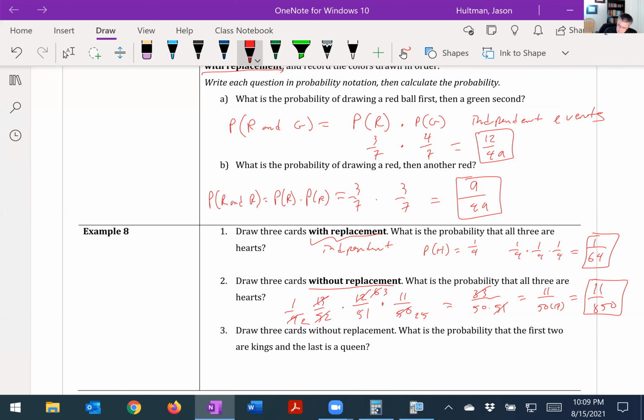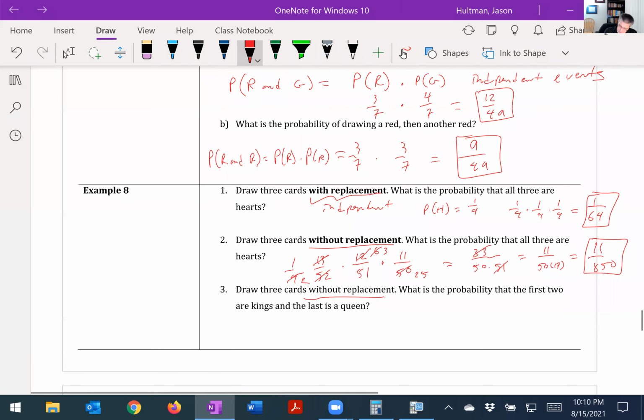Draw 3 cards without replacement. What is the probability the first 2 are kings and the last is a queen? Without putting them back, without replacement here. To draw a king, it would be 4 out of 52. To draw the next king, it would be 3 out of 51. And to draw the last queen, it's 4 out of 50.